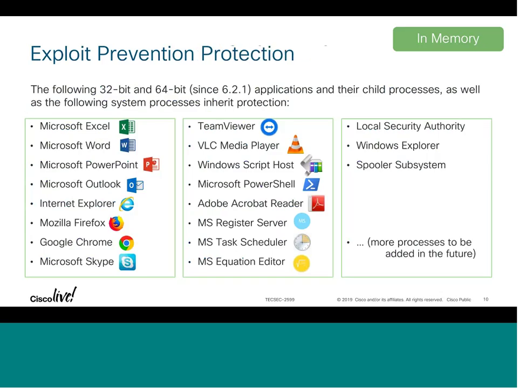Speaking of the processes and applications that are protected by exploit prevention, we have protection for 32-bit and 64-bit processes. 32-bit protection was added first with the connector version 6.0.5, and then after some time we added the protection for version 6.2.1, which now includes 64-bit protection for the listed applications, like the common ones, Microsoft Excel, Word, PowerPoint, Outlook, Explorer, etc. And that also includes exploit prevention protection for some of the system processes, which are listed on the right side here.